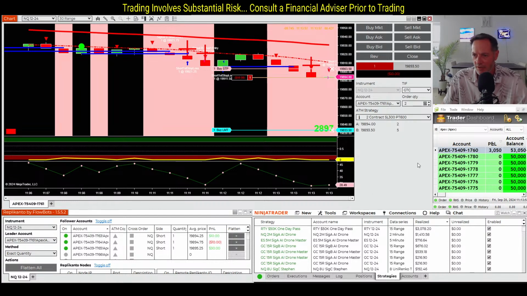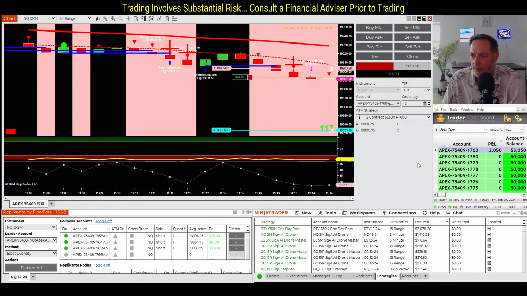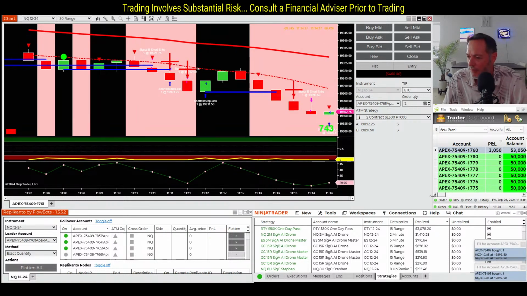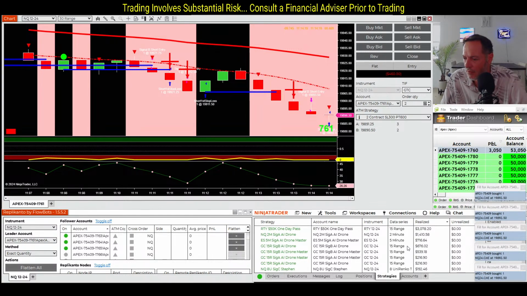We're in a trade here on the NQ. Price is holding here, 19,890. A little bit of a tight stop there. A little bit too tight today.